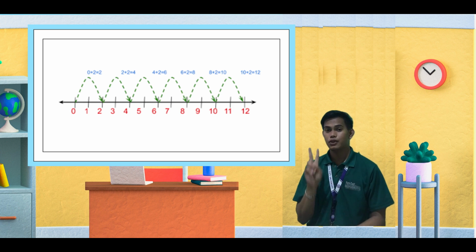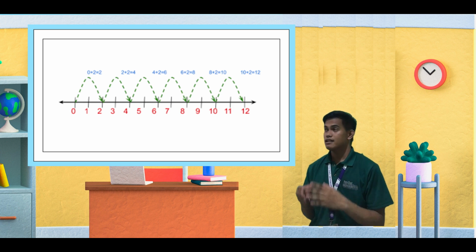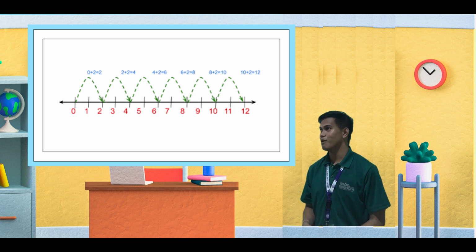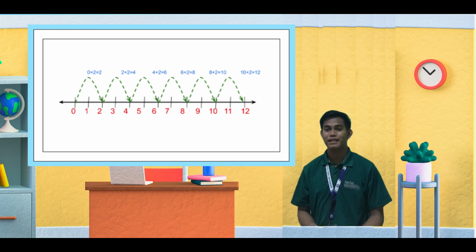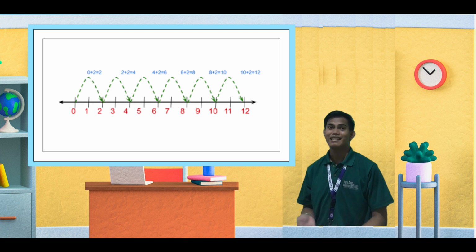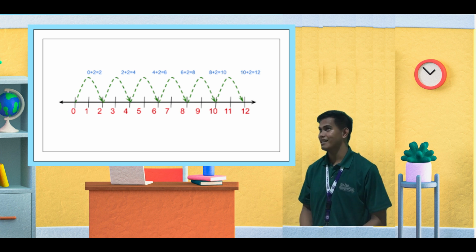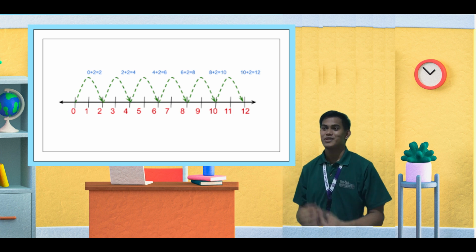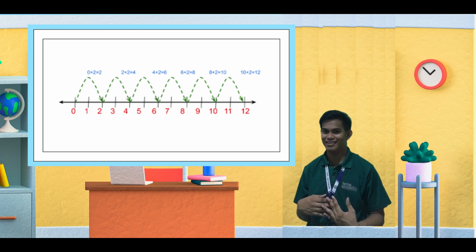We're going to add 2 to the previous number. So 0 plus 2 is equal to 2. Since 2 is our previous number, we're going to add 2. So 2 plus 2 is equal to 4. Then 4 plus 2 is equal to 6. Then 6 plus 2 is equal to 8. 8 plus 2 is equal to 10, and so on. So in counting by 2s, we have 0, 2, 4, 6, 8, 10, and so on.